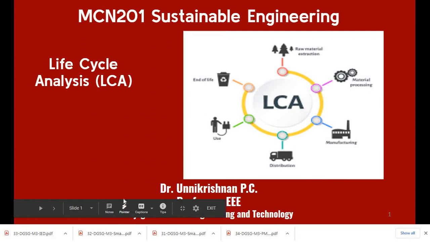In the last session we had seen the ISO specifications, and today we will see life cycle analysis, abbreviated LCA.